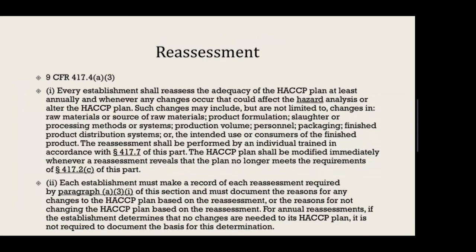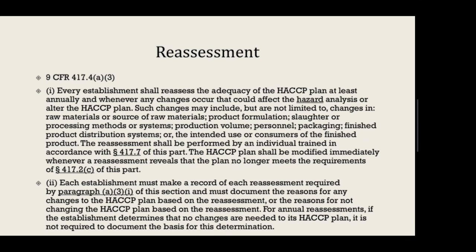In 9 CFR 417.4(a)(3), it states, every establishment shall reassess the adequacy of the HACCP plan at least annually, and whenever any changes occur that could affect the hazard analysis or alter the HACCP plan. Such changes may include, but are not limited to, changes in raw materials or the source of raw materials, product formulation changes, slaughter or processing method or system changes, production volume changes, personnel changes, packaging changes, finished product distribution system changes, or the intended use or consumers of the finished product changes.